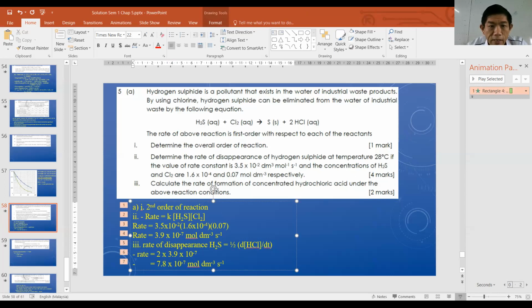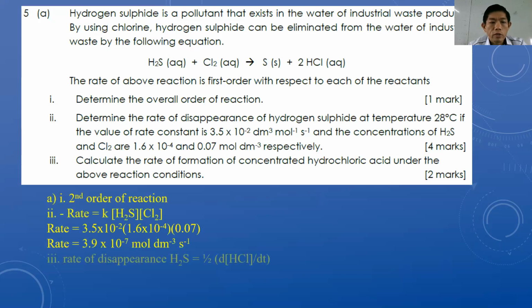So this is a very direct question on how to calculate the rate of reaction with respect to HCl, and also how to get the rate of disappearance of H2S. Okay, so this is for 5A.